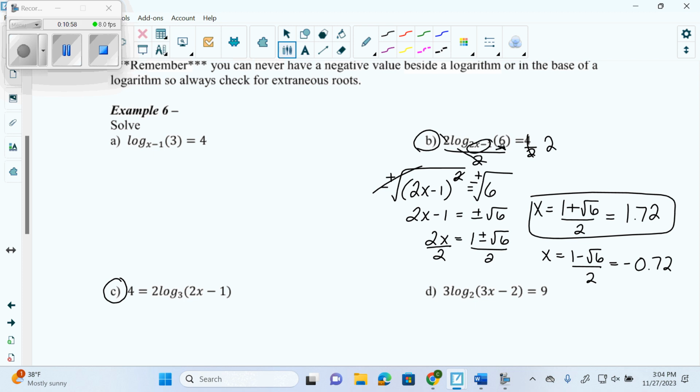So if there's a variable here and it makes it negative, I can't have that happen either. So you check it back, and if it makes a negative base or it makes negative beside the log, you circle it, put a line through it, and say extraneous.